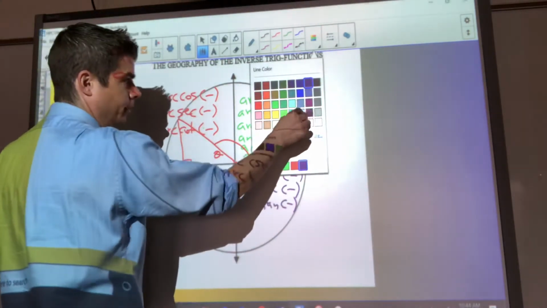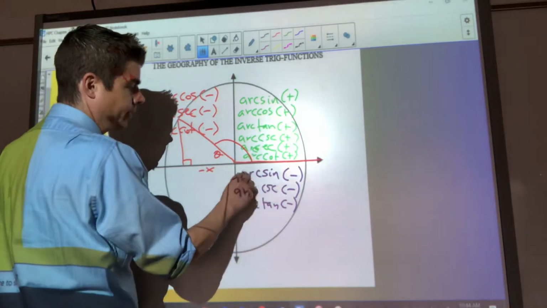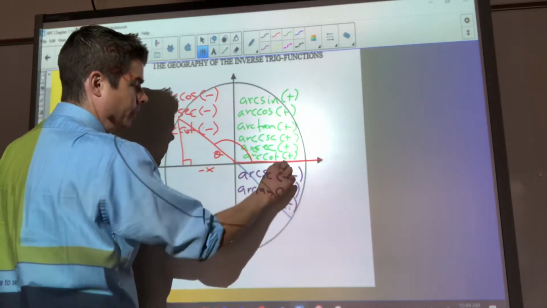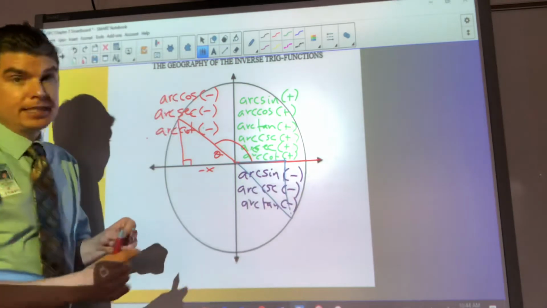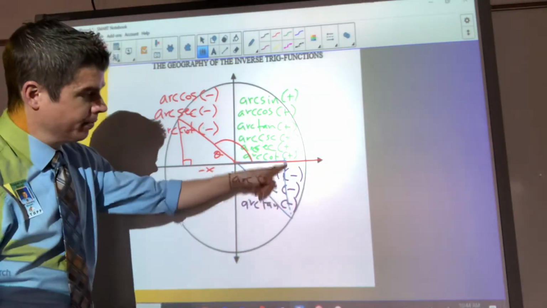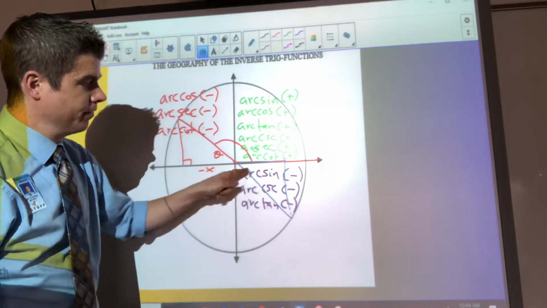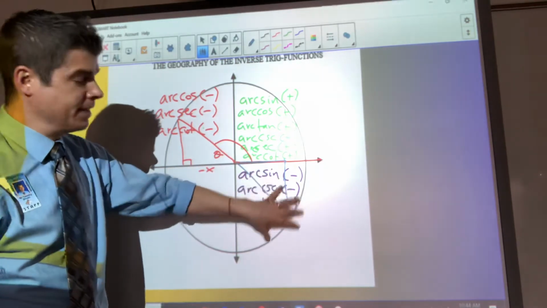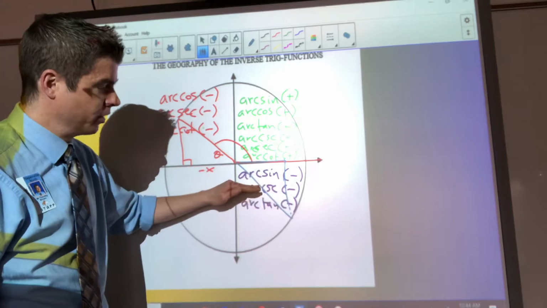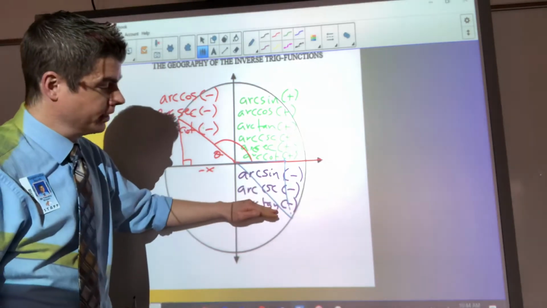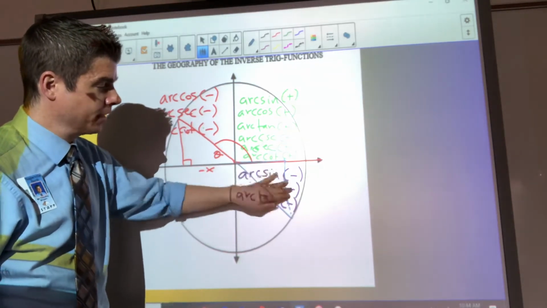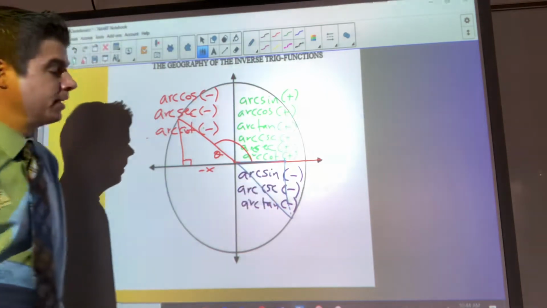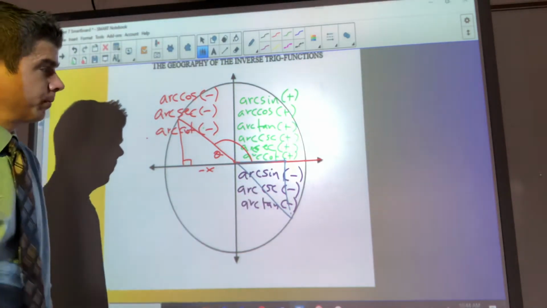If you were to draw in a triangle here in the unit circle and think about what about that triangle is negative, it's the y value. And when the y value is negative, sine depends on that, and cosecant depends on that. So it makes sense to put the negative arc sine, arc cosecant in quadrant 4. Arc tangent, again, depends on both the x and the y, and in this case, it's the y that's going to make that down into quadrant 4.